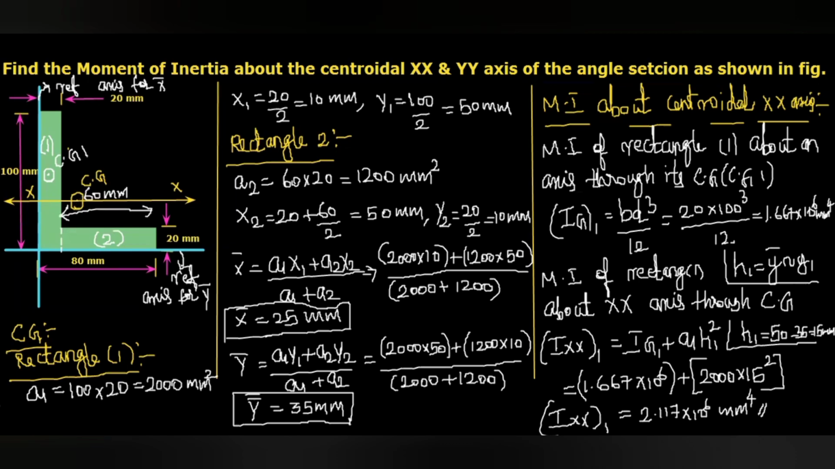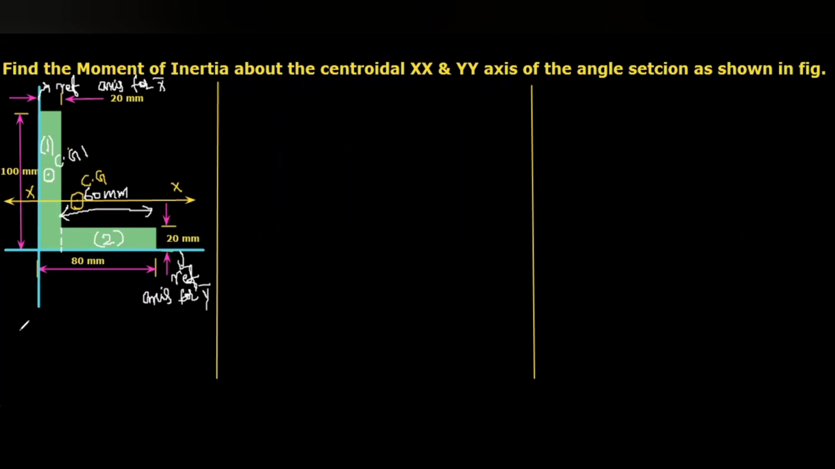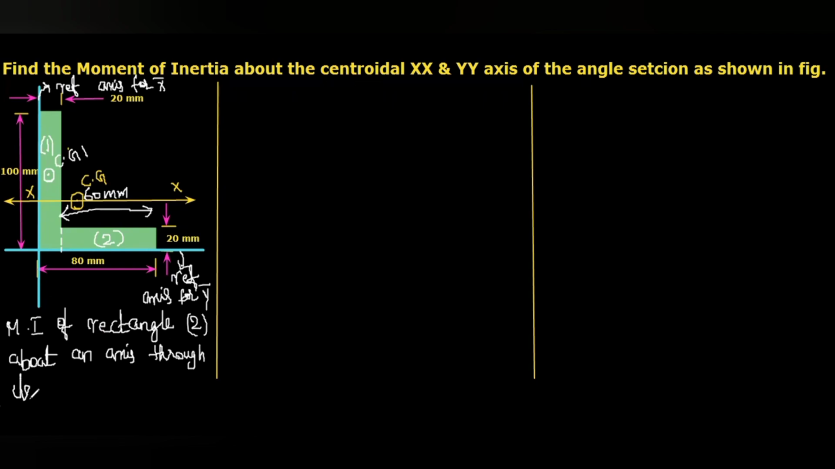Okay, so now we calculated this for moment of inertia of rectangle 1. Same we have to do the calculation for rectangle 2. Then moment of inertia of rectangle 2 about an axis passes through its center of gravity.